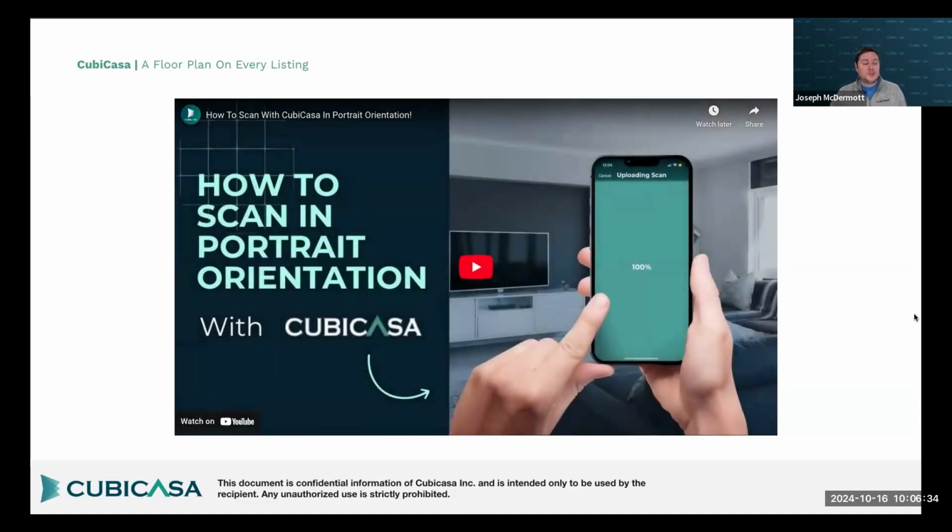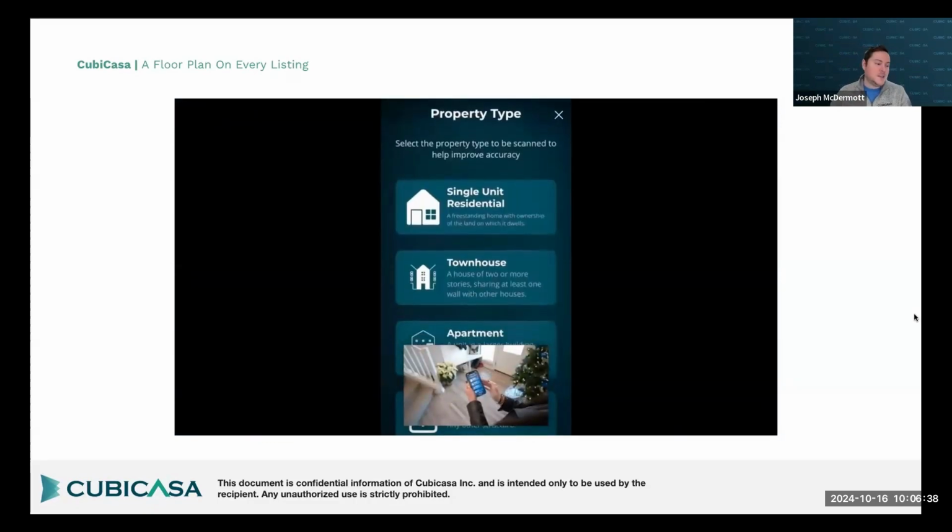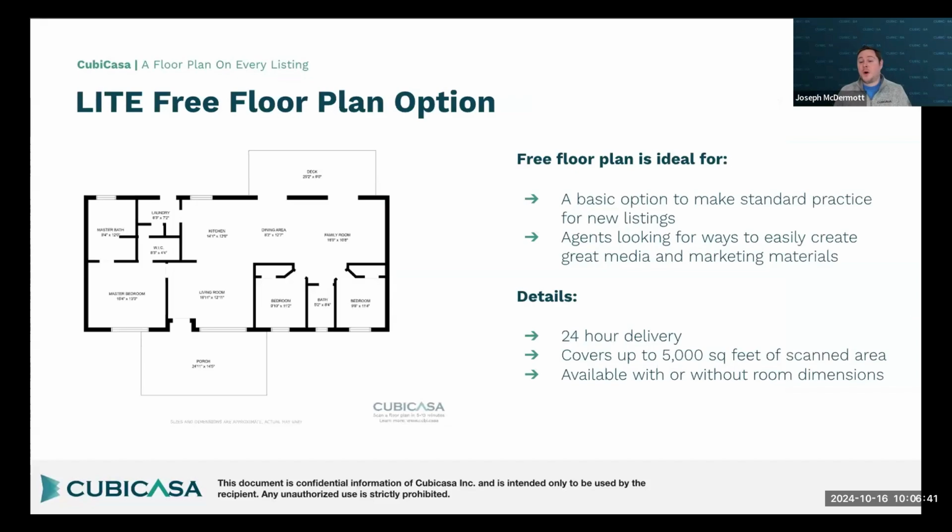Now, to cover what's available to you once you've actually completed that scan, all the different types of floor plans that you can take advantage of, we've partnered with Valley first off to offer unlimited free basic floor plans, which is what you see here, and what we call Light in the system. This is a really great option to start making floor plans a little bit more standard practice when you're getting new listings put together. It will cover properties up to 5,000 square feet of scanned area. So that will include the internal square footage, as well as any of those outdoor spaces that you capture.